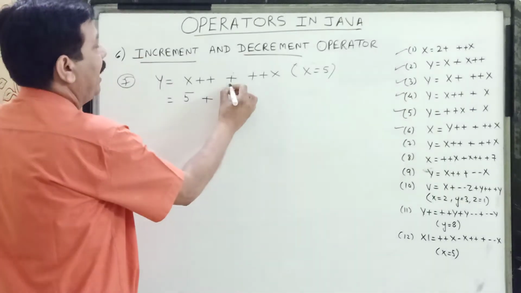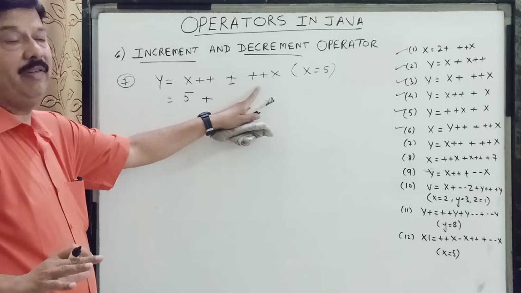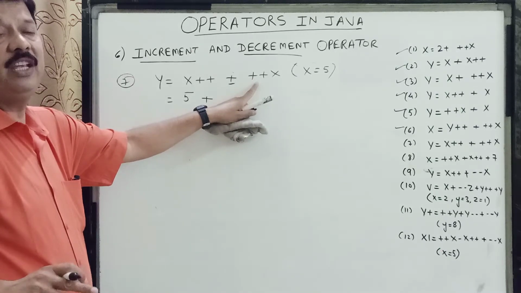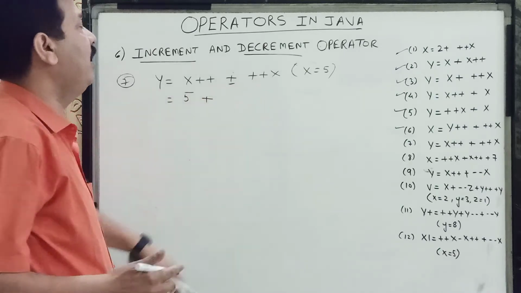Then we have a plus sign over here, and again an increment, a pre-increment, is given. So again its value is being changed. So it has become 6 over here, and you add one more, it will become 7.